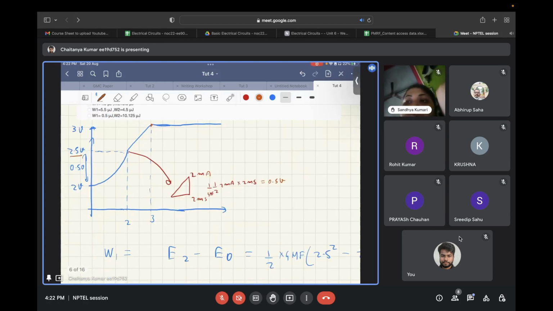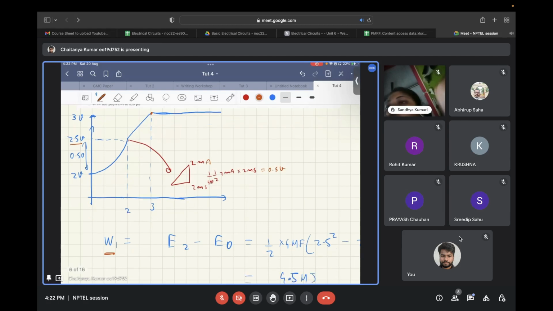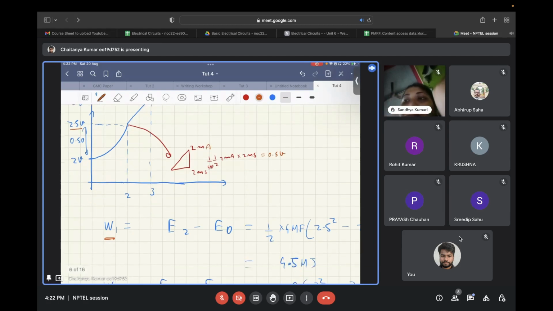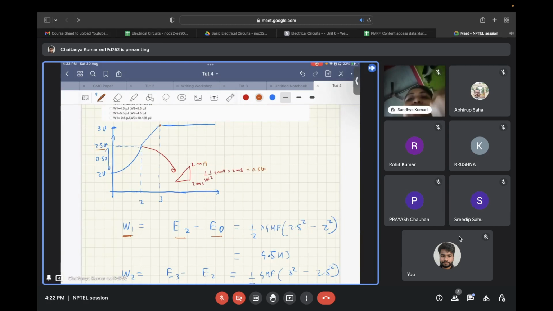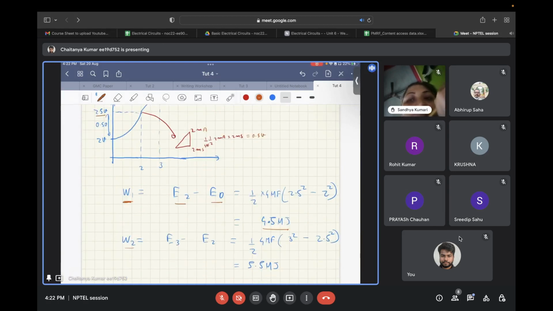Now, you have been asked what is the energy that is stored in the interval 0 to 2 milliseconds and 2 to 3 milliseconds. So you need to calculate the energy at the starting of the interval and the energy at the end of the interval and subtract it. So if you do that, for W1 you get 4.5 microjoules, and W2 you get 5.5 microjoules. So yeah, this is it.